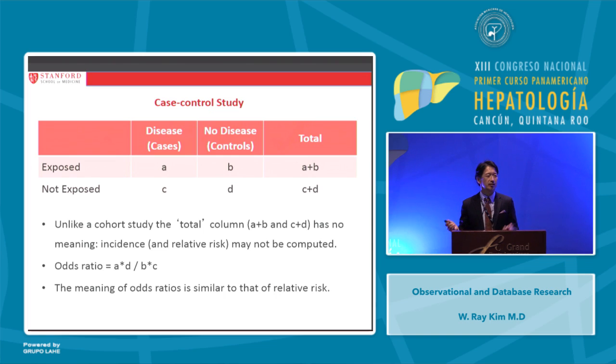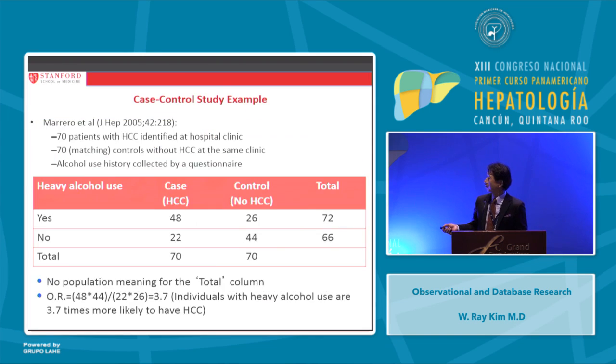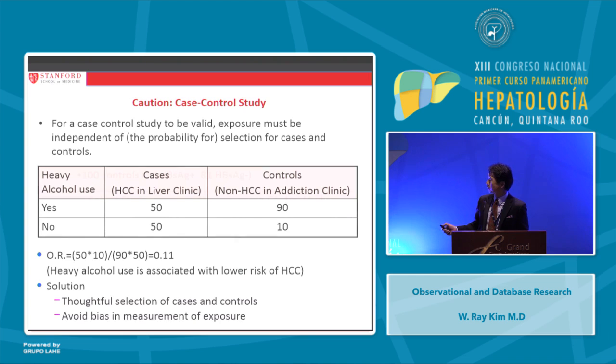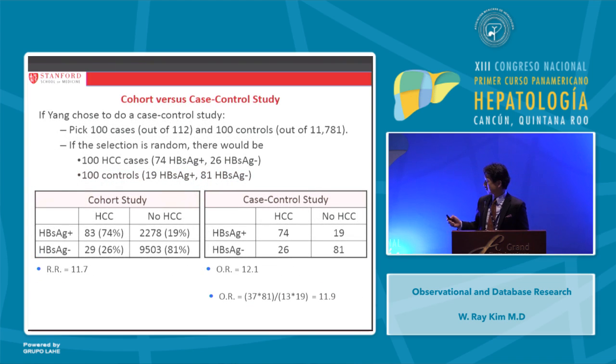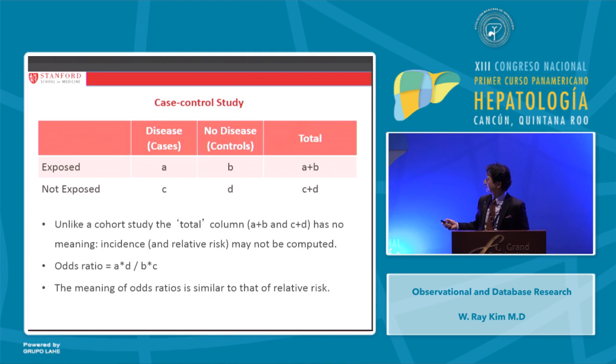So here, you get the same 2 by 2, but you're starting with disease versus no disease. Looking at this table this way, vertically, disease, no disease, and then you correlate with exposure. So here, unlike the cohort study, the total column has no meaning because you don't know the total population who had exposure versus not exposure.